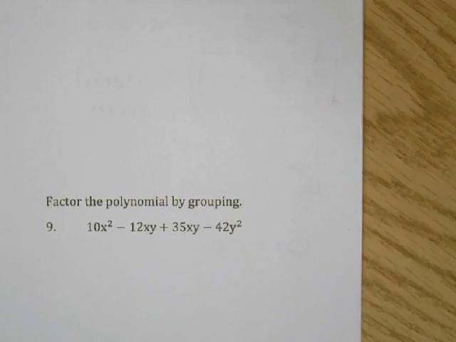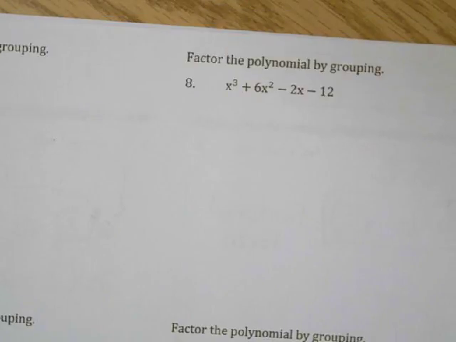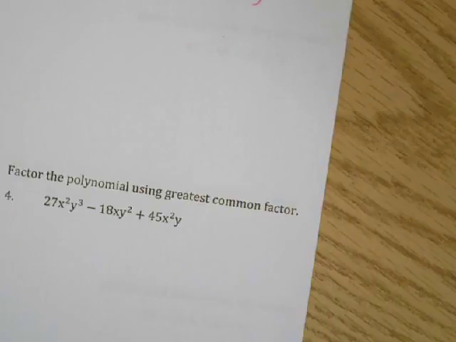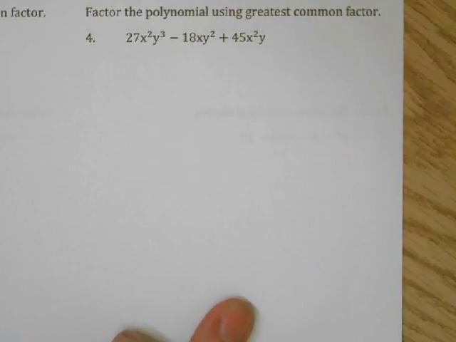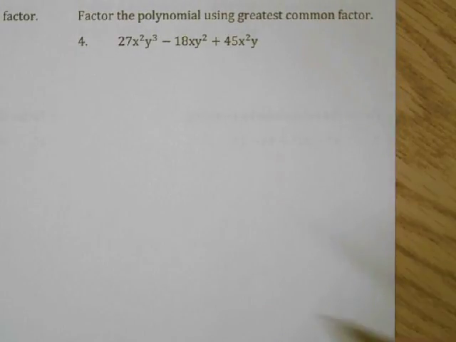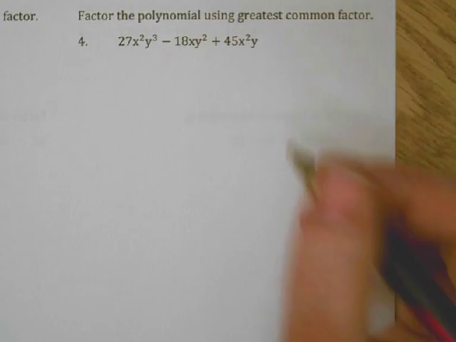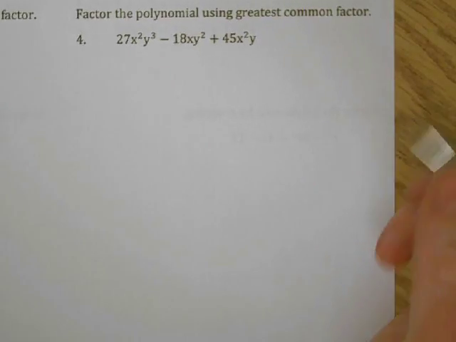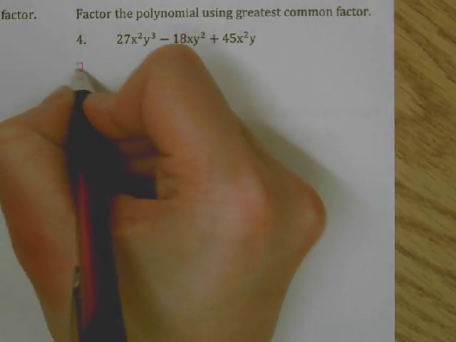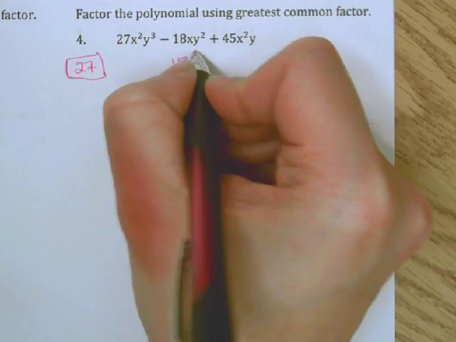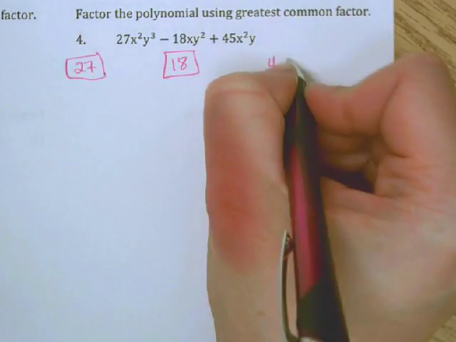If I turn my paper over, actually, now I want to do one with more variables. So now I have x's and I have y's. So what I want to look at is my greatest common factor between 27, 18, and 45. So I'm going to go ahead and factor all of those for the viewer's benefit, even if you might be bored to tears by this point.